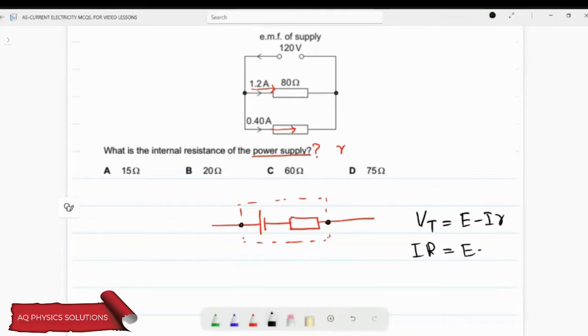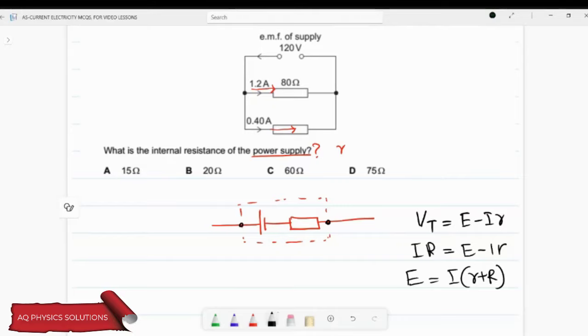Okay, so we all know this thing, that this is basically I times the external resistance, which is equal to E minus Ir, or in another way we can have the concept of EMF is equal to I into (small r plus capital R). So this will all be used over here. First of all, I need to find out the total resistance of this circuit.